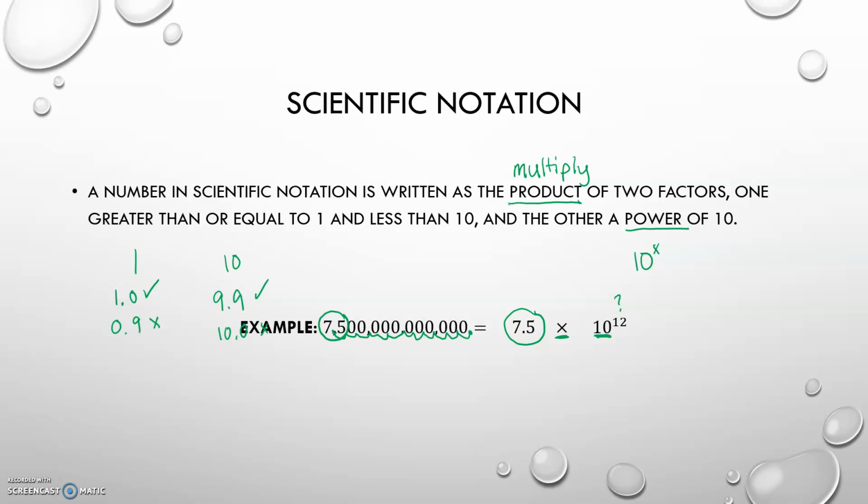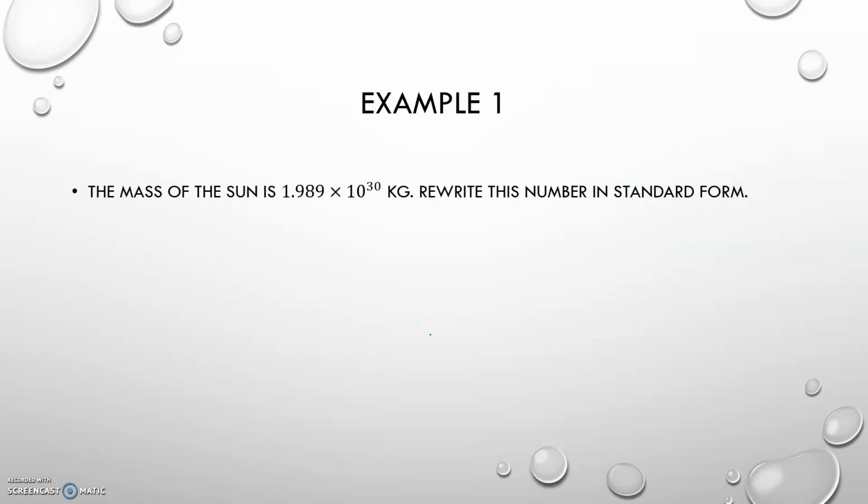So we're going to practice converting between scientific notation and standard. This one over here is what is called standard. And then we'll also do the other way, going from standard to scientific notation. So the mass of the sun is 1.989 times 10 to the 30th kilograms. Rewrite this number in standard form.